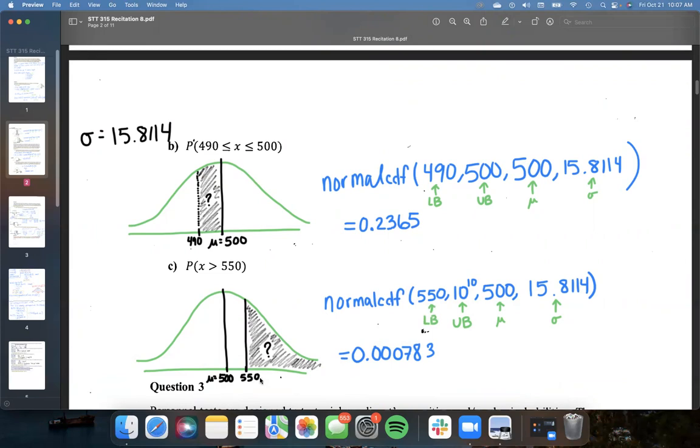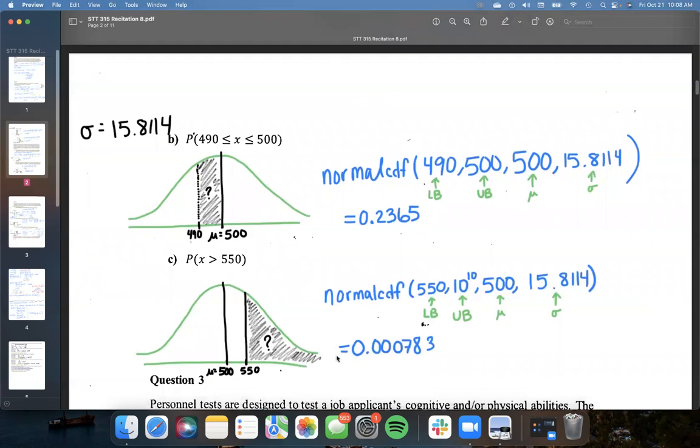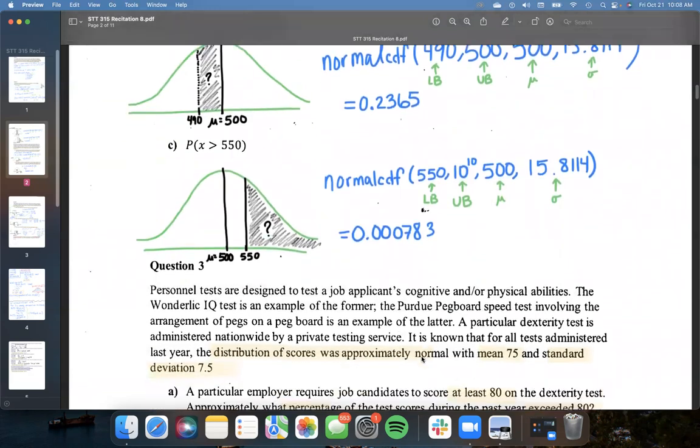So our lower bound is 550. Our upper bound is infinity. So we're going to input in our calculator 10 to the 10. And then we have 500 as our mean and 15.8114 as our standard deviation. And your calculator should give you 0.000783. So that's that area, the shaded region.